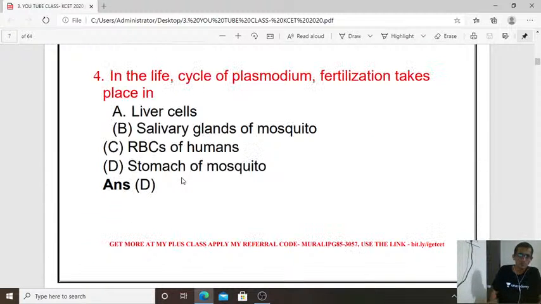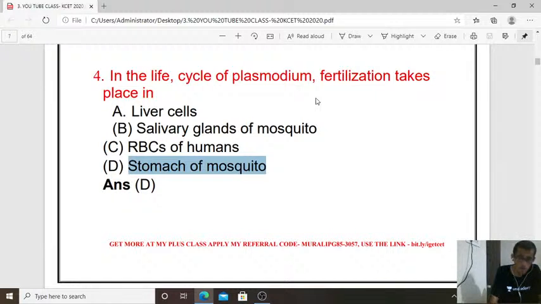Next, fourth one. In the life cycle of Plasmodium, fertilization takes place in which place? The option for the fourth question is the stomach of the mosquito. Here, the microgametocytes and macrogametocytes are produced in the human blood RBC, and by rupturing they come out. On feeding by the mosquito, those gametocytes enter the stomach or gastrointestinal tract of the mosquito, where they fertilize with each other, isn't it?